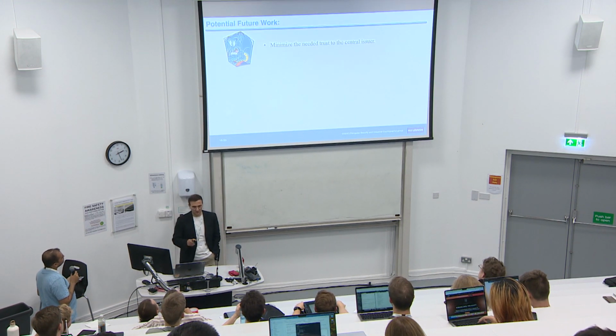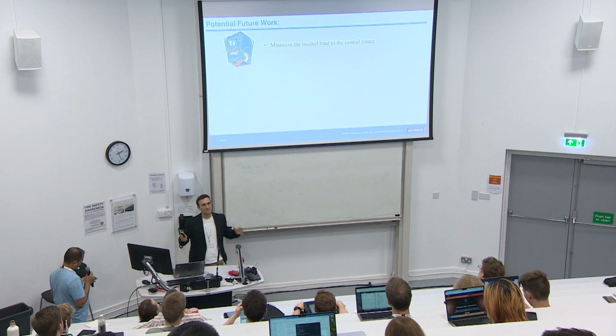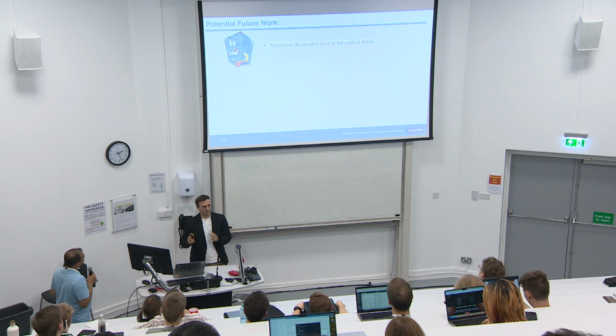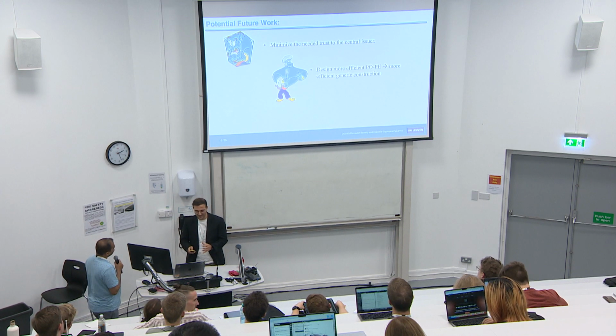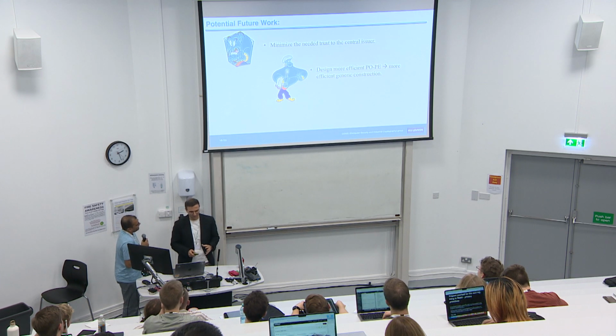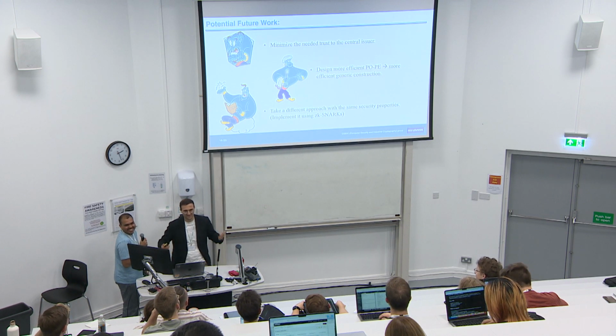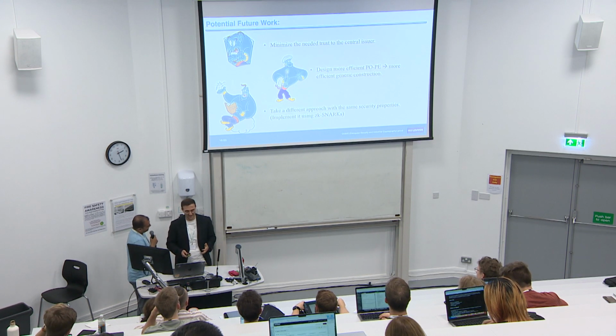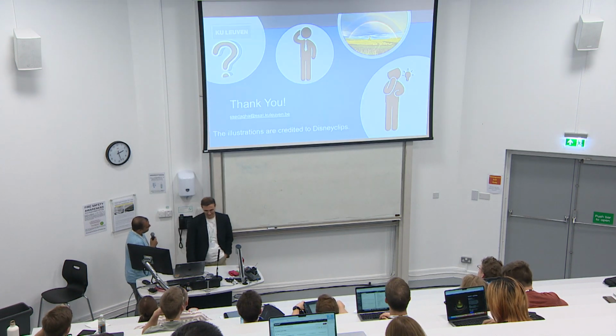Very quickly, I just want to mention some potential future work: minimize the trust that we rely on the central entity, and also design a better predicate encryption that makes the system more efficient, and also design the same concept and achieve the same properties, however, with different techniques. This is my talk. Thank you.